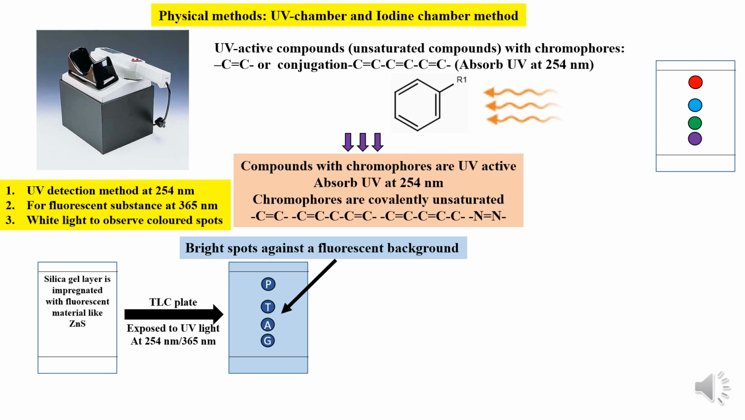So the fluorescent background is due to the material zinc sulfide. The silica gel layer that is impregnated with zinc sulfide absorbs the UV radiation at 254 nanometers and gives fluorescence. Whereas the spots quench the fluorescence, and hence they appear as bright or dark spots against a fluorescent background. So mark the spots with pencil and calculate the Rf values.